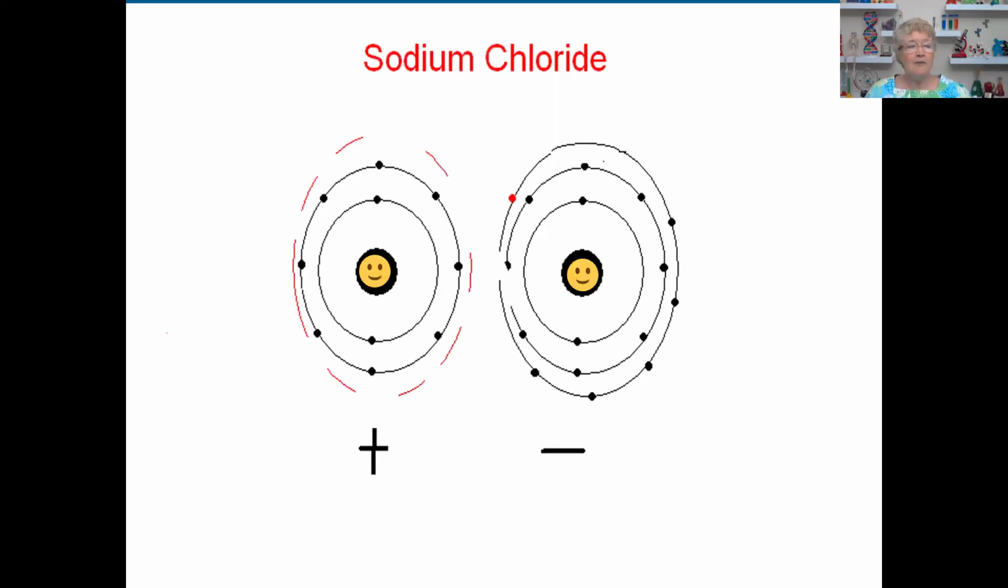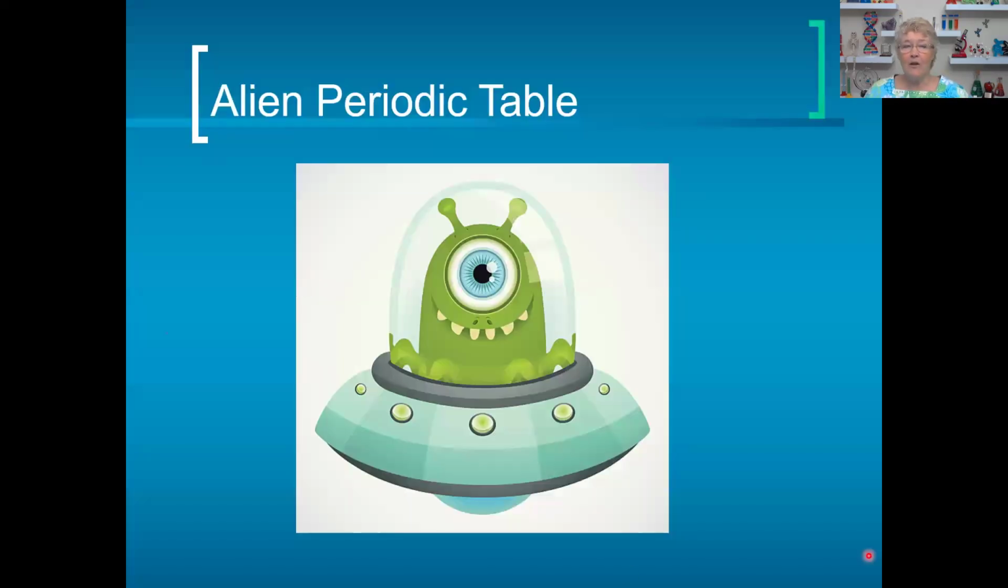So everybody's happy. Sodium is happy, chlorine is happy, and people are happy because now we have salt to put on our French fries, right? Sodium chloride. All right, we are going to now do an activity called the alien periodic table.